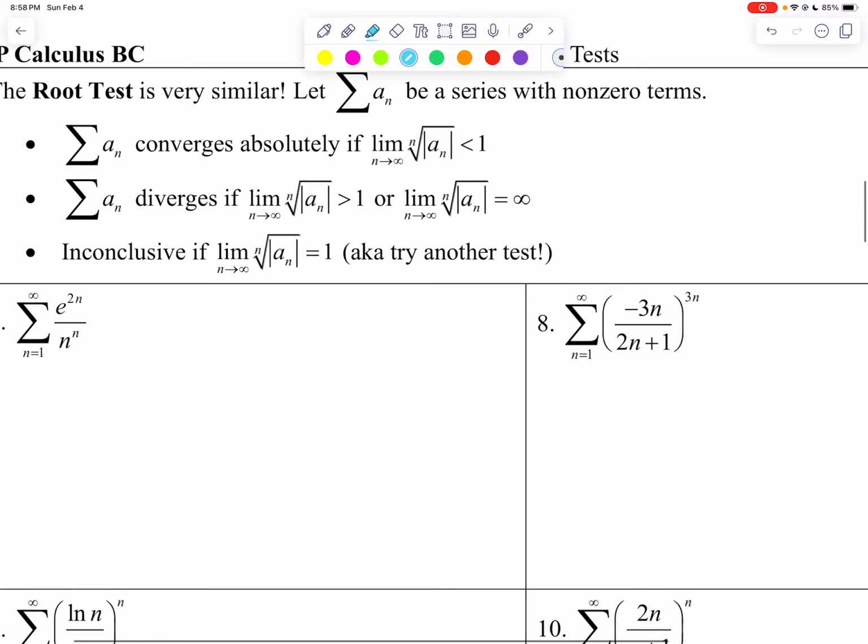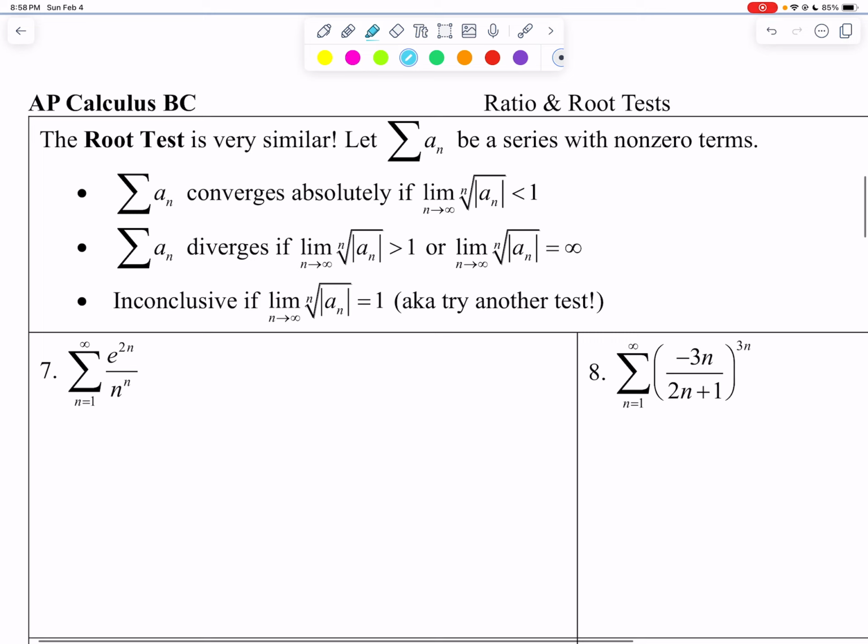Essentially, with the root test, what we're going to do is take the limit as n approaches infinity of the nth root of the absolute value of my terms. And if that limit is less than 1, then the series is going to be absolutely convergent. If my limit is greater than 1, or if it is infinity, then my series diverges. And if my limit is 1, then we have to try another test because it will be inconclusive.